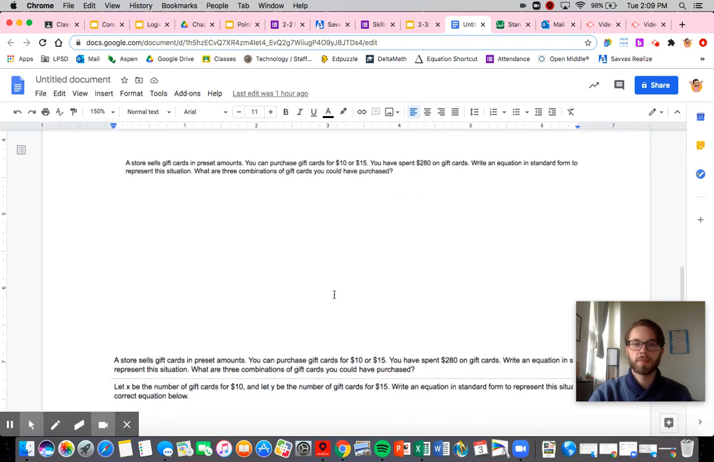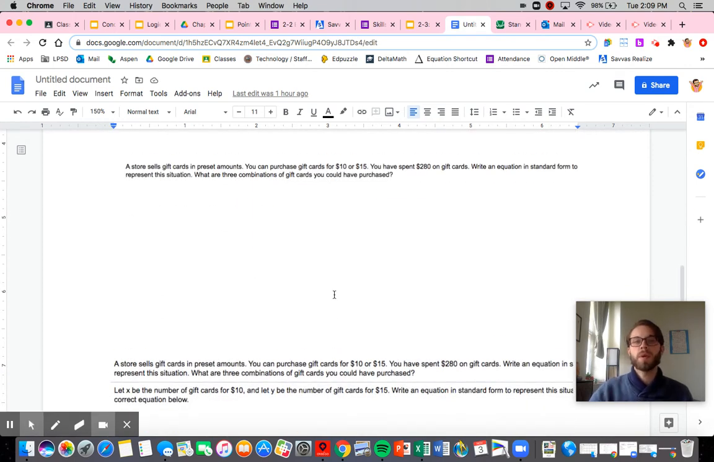Scroll down here. A store sells gift cards in preset amounts. You can purchase, which I hate, by the way, gift cards for $10 or $15. You have $280 to spend on gift cards. Write an equation in standard form to represent the situation. Then, what are 3 possible combinations of gift cards you could have purchased?